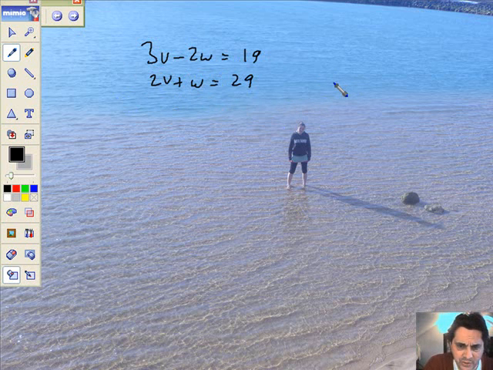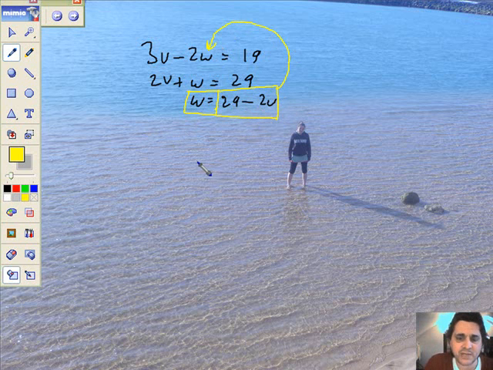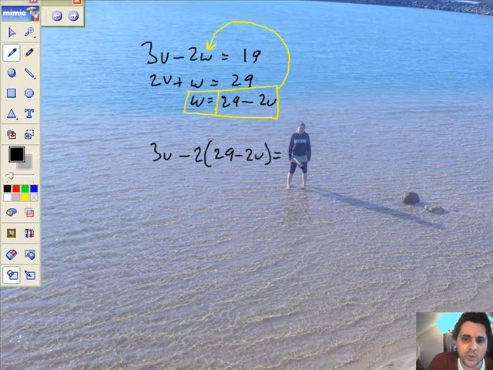What could be good? Alright, let's make w the subject of this formula. So I've got w equals 29 minus 2v, and this is the bit that I can substitute in the top equation. So my 29 minus 2v goes in there. Let's just rewrite the equation. I've got 3v take away 2 lots of 29 minus 2v, all comes to 19. Just substituting into the top equation there.